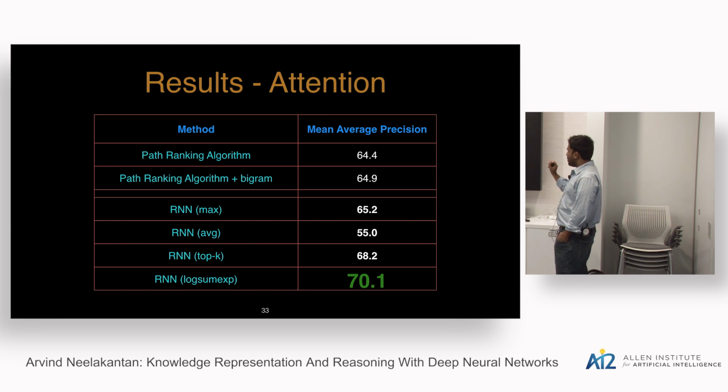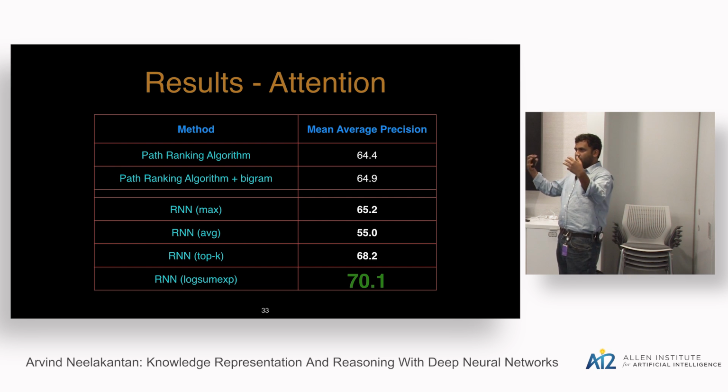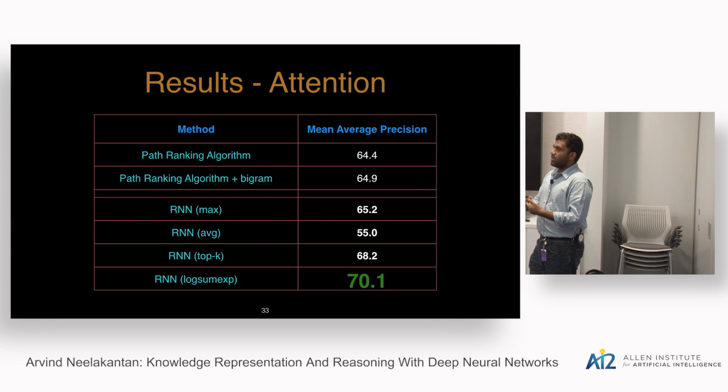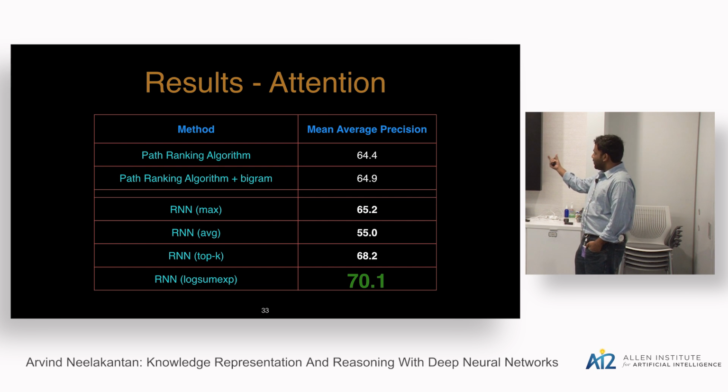The intuition on why max and functions like max work better than average is that for a single entity pair, there are hundreds of paths connecting them. If you use the average function, there are a lot of chances to overfit, because there are many noisy paths. If you give neural networks a lot of ways to overfit, they tend to overfit very, very quickly.